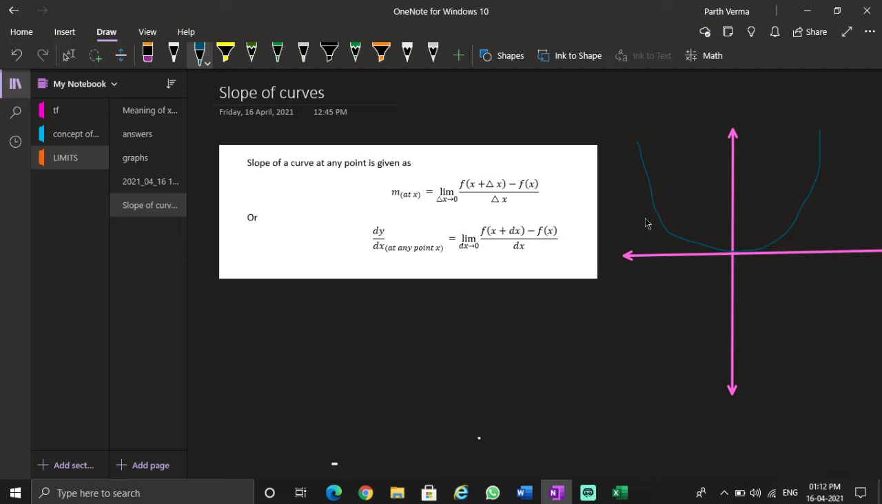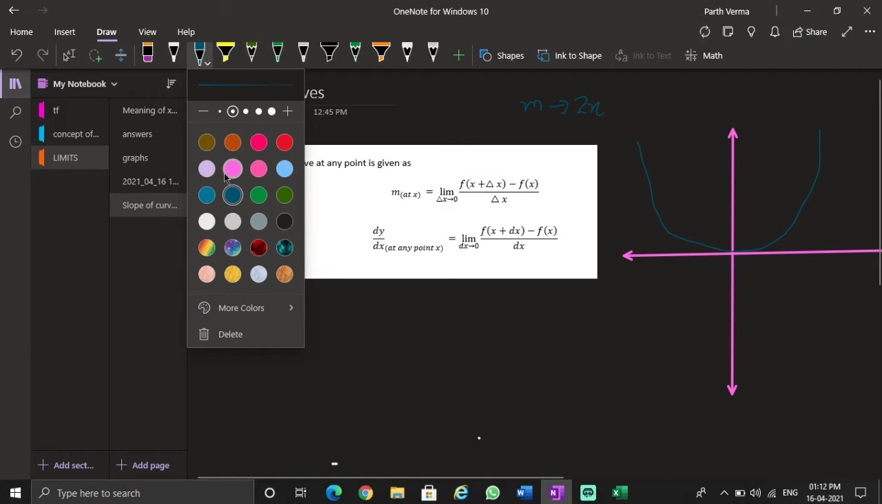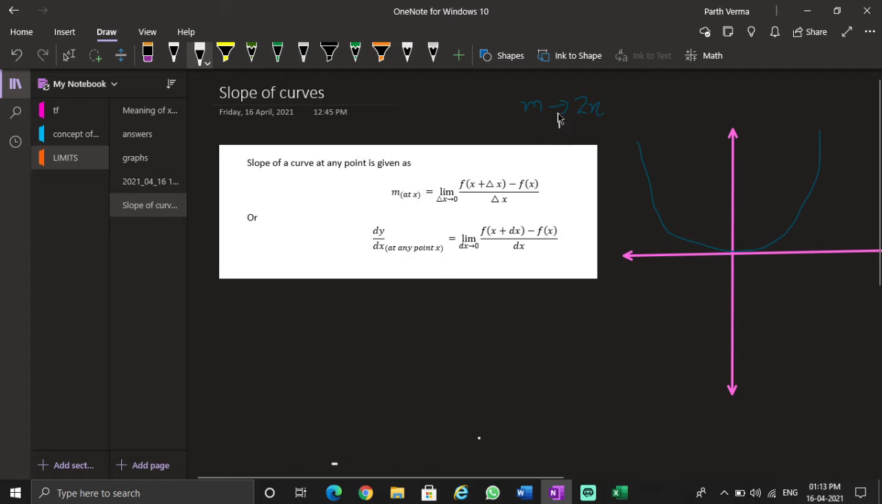I was going through your PDFs and some of you were writing the slope of x square as slope tending to 2x. So I have a little issue with this arrow here, tending to. See, how do we find out the slope of this curve at any point?